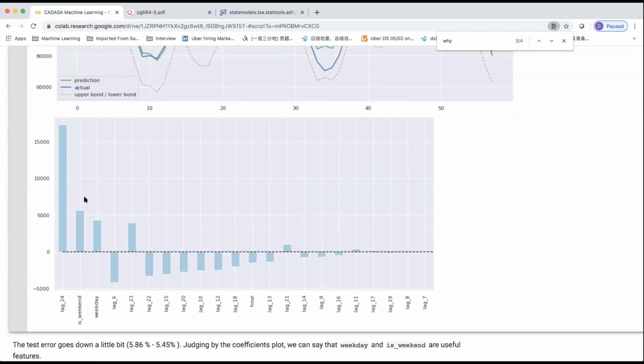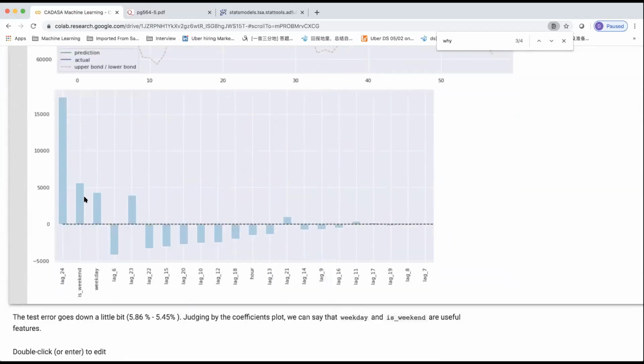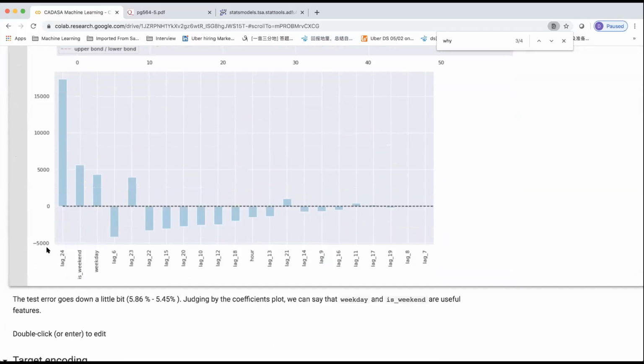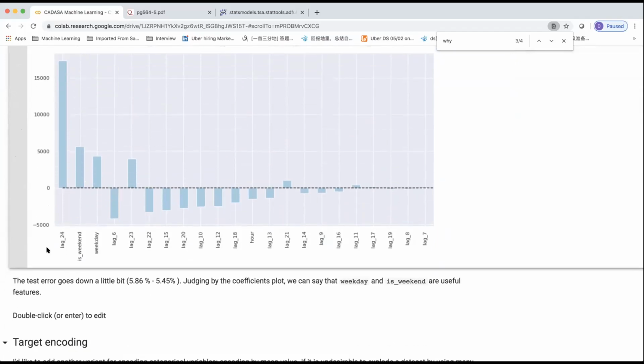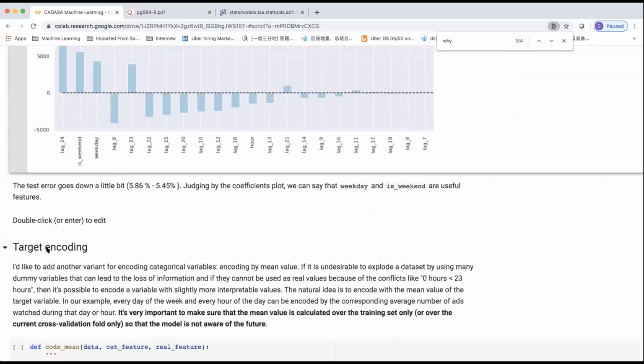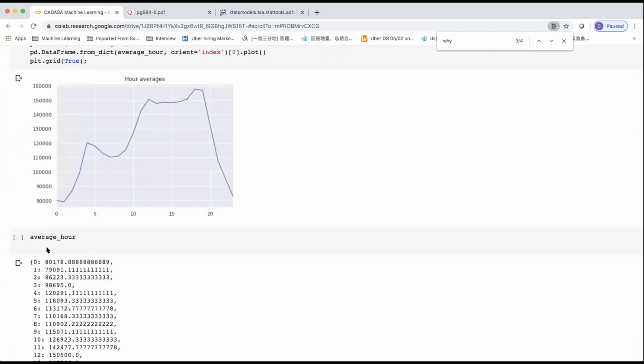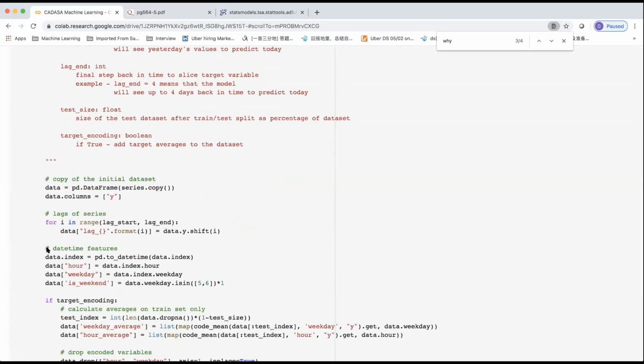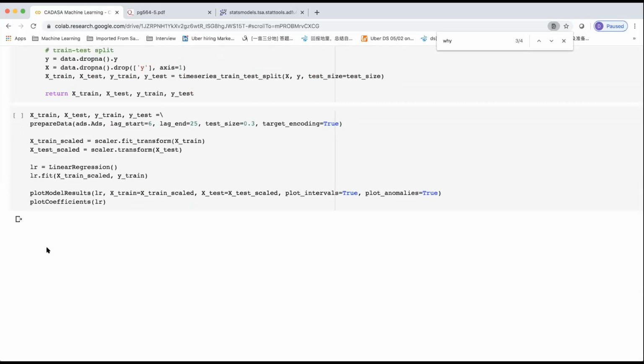If that's the case, then we have an overfitting problem. This is too much overfitting for this lag. That means the 24th lag is performing too well. So in that case, we're going to use regularization techniques to try to get rid of that.